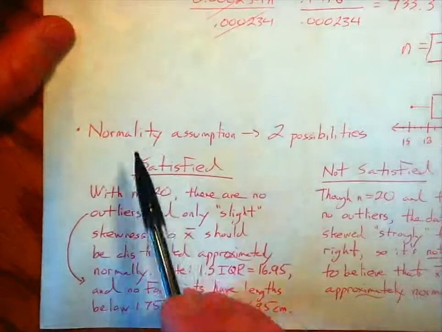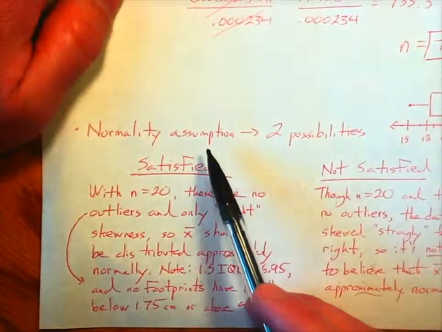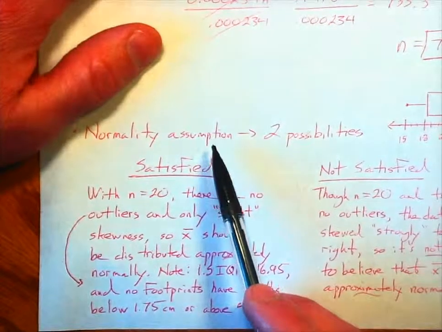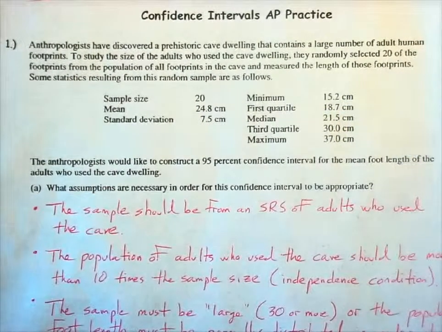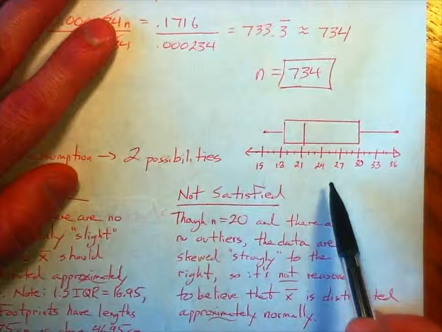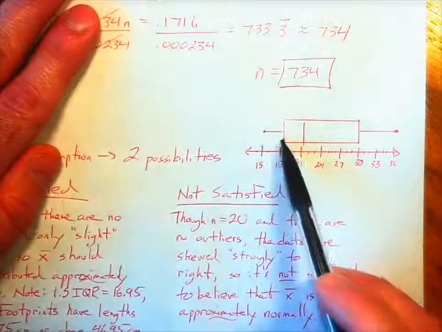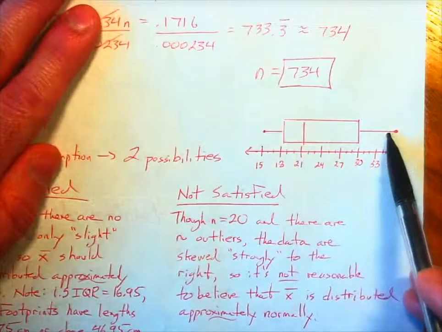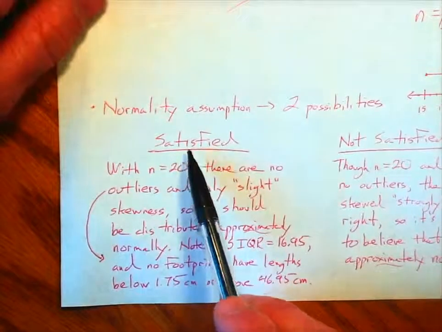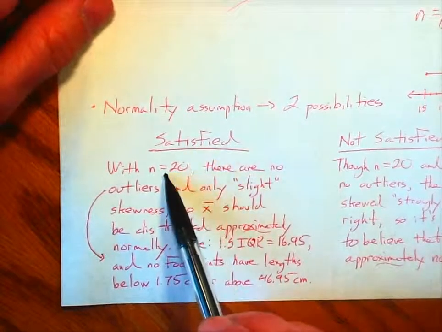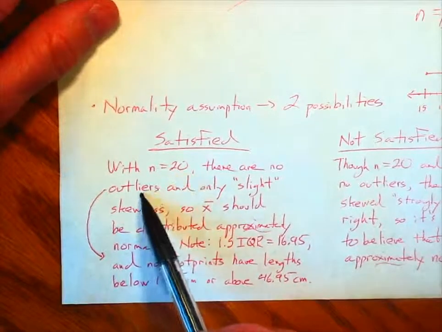Same thing regarding the normality assumption, the necessary requirement that X bar is distributed approximately normally. Something to think about. You could actually create a box and whisker plot. That's why this information was given to you. The minimum, the first quartile, the median, the third quartile, and the maximum. So you could use those in order to create a simple box and whisker plot. Here's the minimum, Q1, the median, Q3, and the maximum. So if you want to interpret that, there are a couple of ways you could interpret it. You could say the normality condition is satisfied because with a sample size of 20, there aren't any outliers.